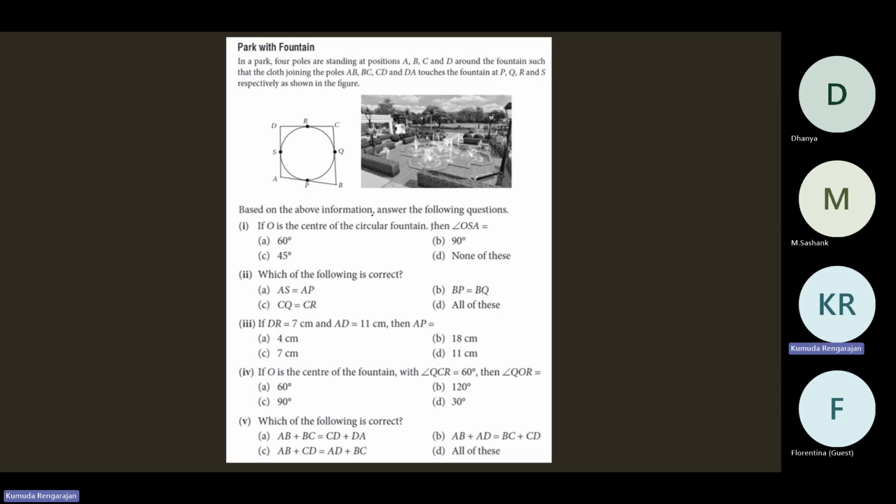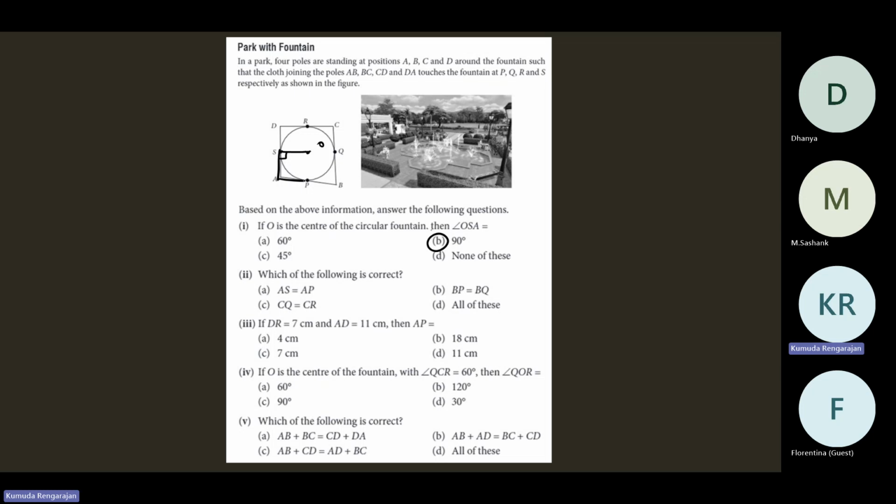Okay, so you know the questions, so I'm not reading it for you. I'll just directly go to the sub questions. I'm not reading the case study. The measure of angle OSA is 90 degrees, correct? Yes, ma'am. Which of the following is correct?